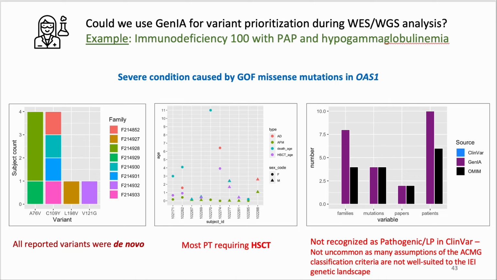Similarly, for OAS1 gain of function, we have many situations that actually illustrate this concept. So a lot of N of 1 conditions exist in the IEI genetic landscape, and oftentimes many of these conditions are not recognized as such in OMIM, and the variants are not recognized as pathogenic or likely pathogenic in ClinVar. And part of this is because there are many assumptions made by the ACMG classification criteria that we all use that are not well suited to the IEI genetic landscape. Nonetheless, we cannot discount these conditions or these variants, and so we try to make sure that there is comprehensive information about all of these conditions.